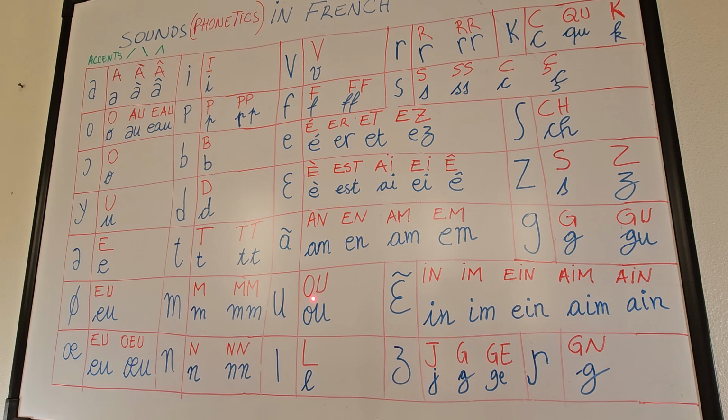But here that's the sound oo. That's the sound oo, but that's how you spell it, ou. So if you see ou, it sounds oo. That's how you spell oo. L. That's the sound L. That's quite straightforward. It's easy. So even in the alphabet, that's how you spell L. So this is how it sounds, L. That's easy.